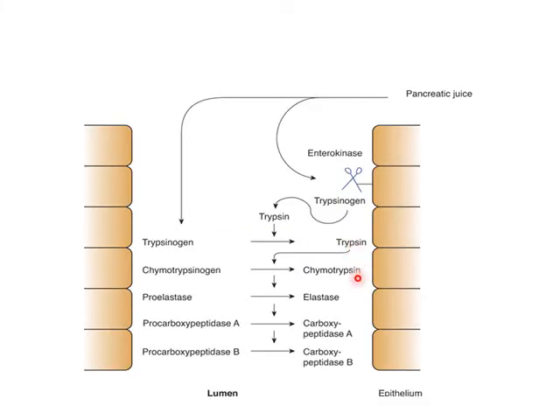Trypsin, chymotrypsin, and elastase act at interior peptide bonds of polypeptide molecules. They are called endopeptidases. This picture depicts formation of active endopeptidases from their precursors in a chain reaction.